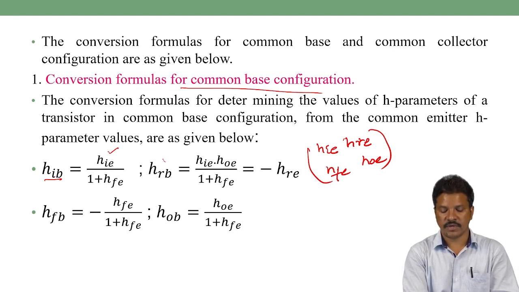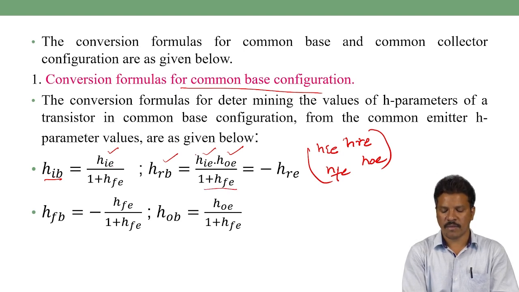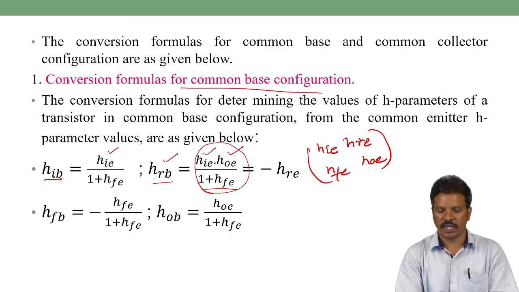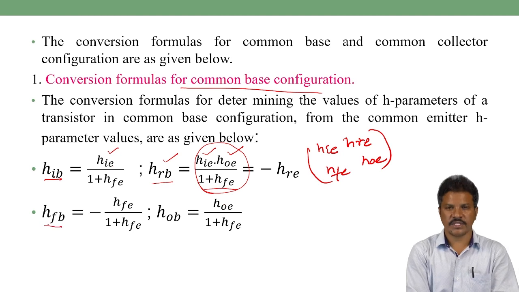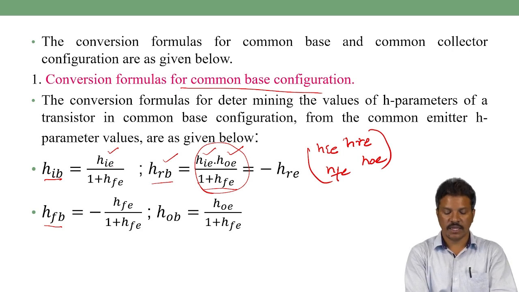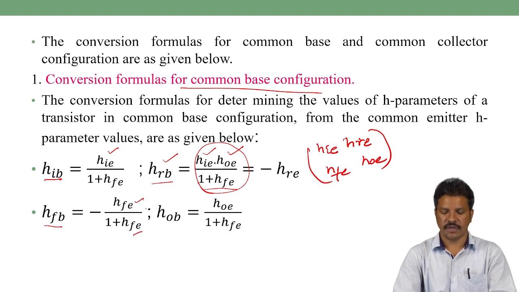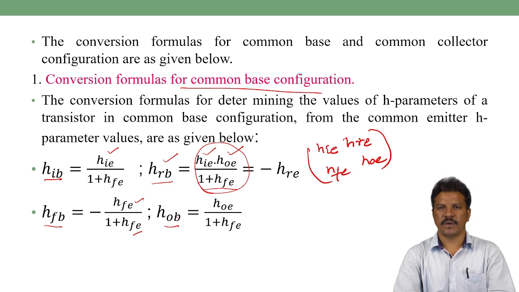And then what is the reverse voltage gain in common base configuration? HIE multiplied by HOE divided by 1 plus HFE, minus HRE. All are common emitter configuration parameters. And then HFB, how to calculate HFB? In order to convert this HFB in terms of common emitter parameters, HFB is equal to minus HFE divided by 1 plus HFE. And HOB, the output admittance in common base, is HOE divided by 1 plus HFE.